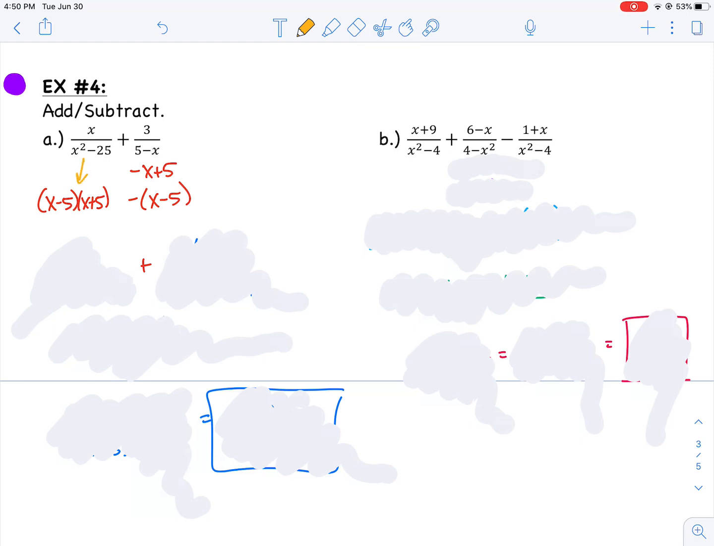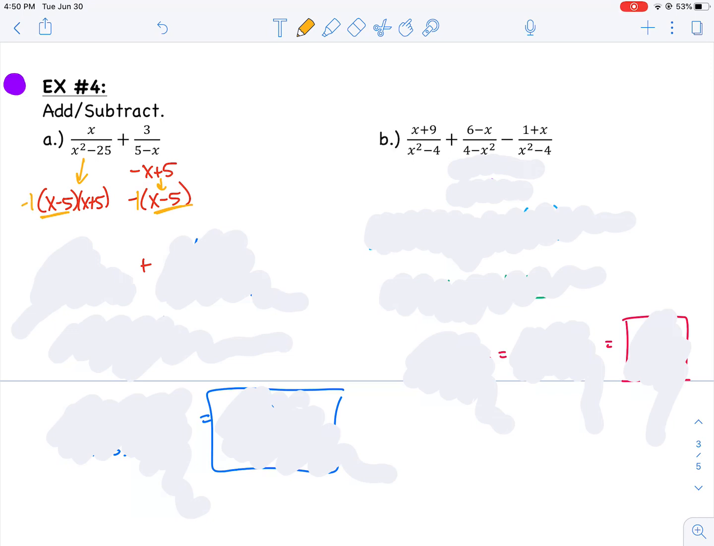Then I can factor both of those denominators. This first one is a difference of squares. It factors into an x minus 5 and an x plus 5. It looks like this second one can be factored. Actually, I can take out a negative 1, and then I have an x minus 5. So let's get a common denominator. The first one has an x minus 5, and the second one has an x minus 5. But what is the first one missing that the second one has? Looks like a negative 1, right?